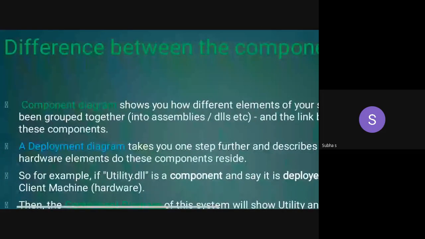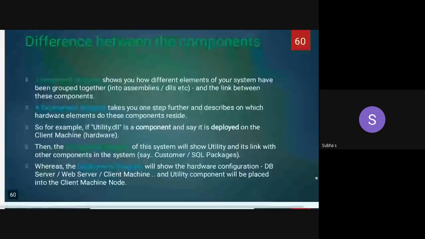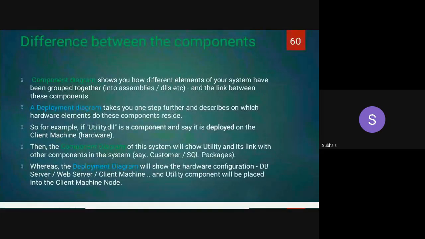Before explaining the component diagram, I want to note down the difference between the component and deployment diagram. What is the difference between the component and deployment diagram? Because several times they ask questions on it. One thing I want to ask: do they come under static or dynamic? Students, is the component static and the deployment runtime? Can anybody answer in the chat? Is the component static or the deployment static, or both static, or both runtime?